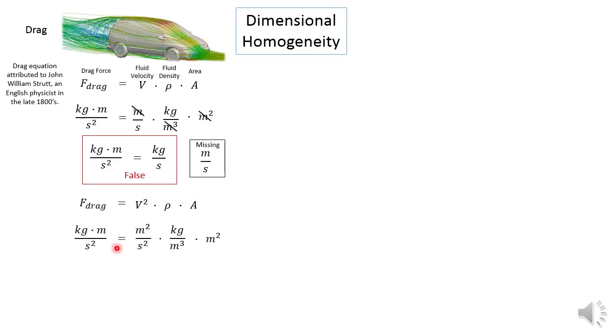And so here you have your force, you have your velocity squared, your density, and your area is right there. And doing your reduction, you are left with this equation. And this equation is indeed dimensionally homogeneous. The left-hand side equals the right-hand side.